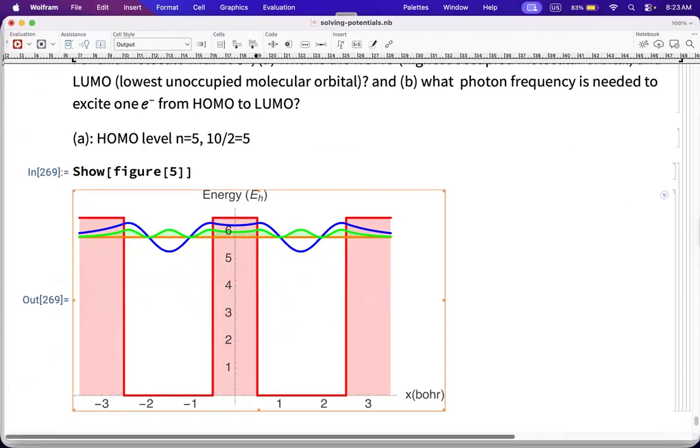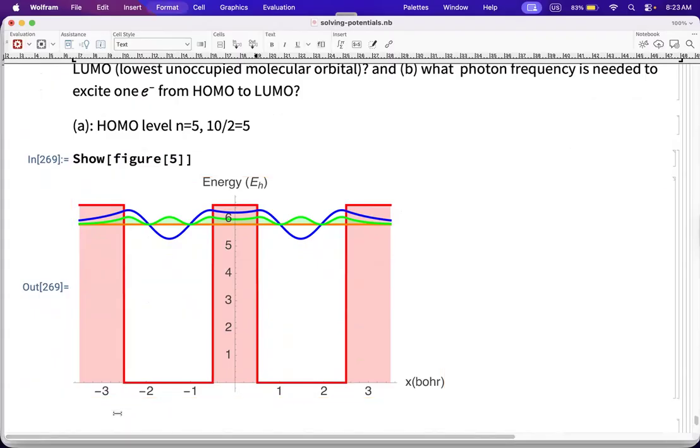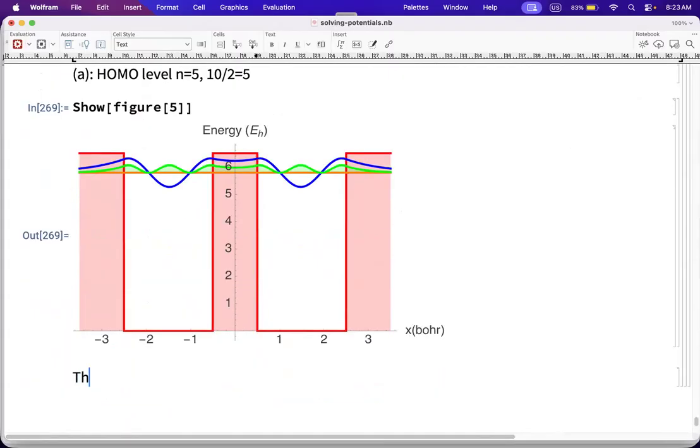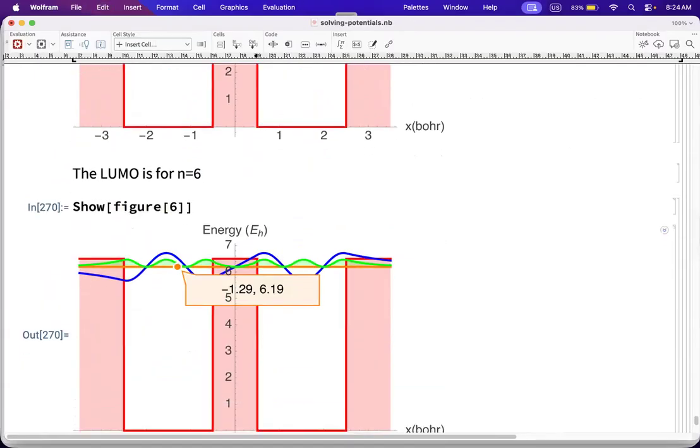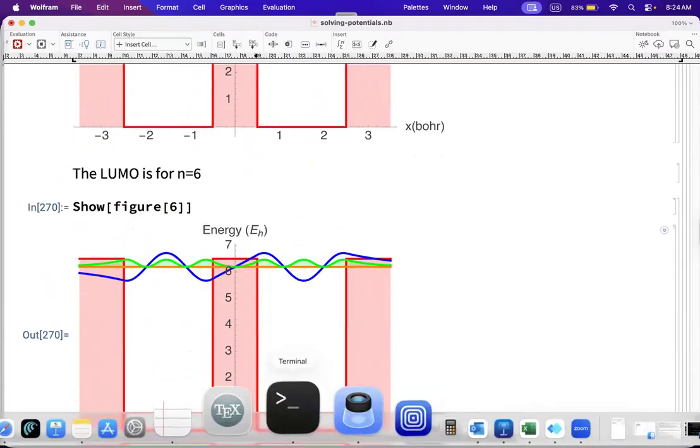The lowest LUMO is for n equal to 6, right? And let me see if it's bonding or anti-bonding. Level 6, we have this. It is anti-bonding, you see? So the LUMO happens for this case, and it is anti-bonding. Okay, what else?